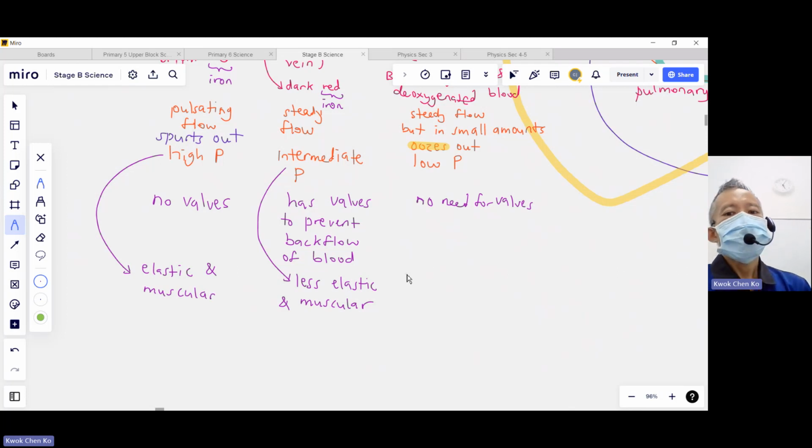So that means capillaries, they are of course not muscular. In fact, they are very thin, and oftentimes just one cell thick.